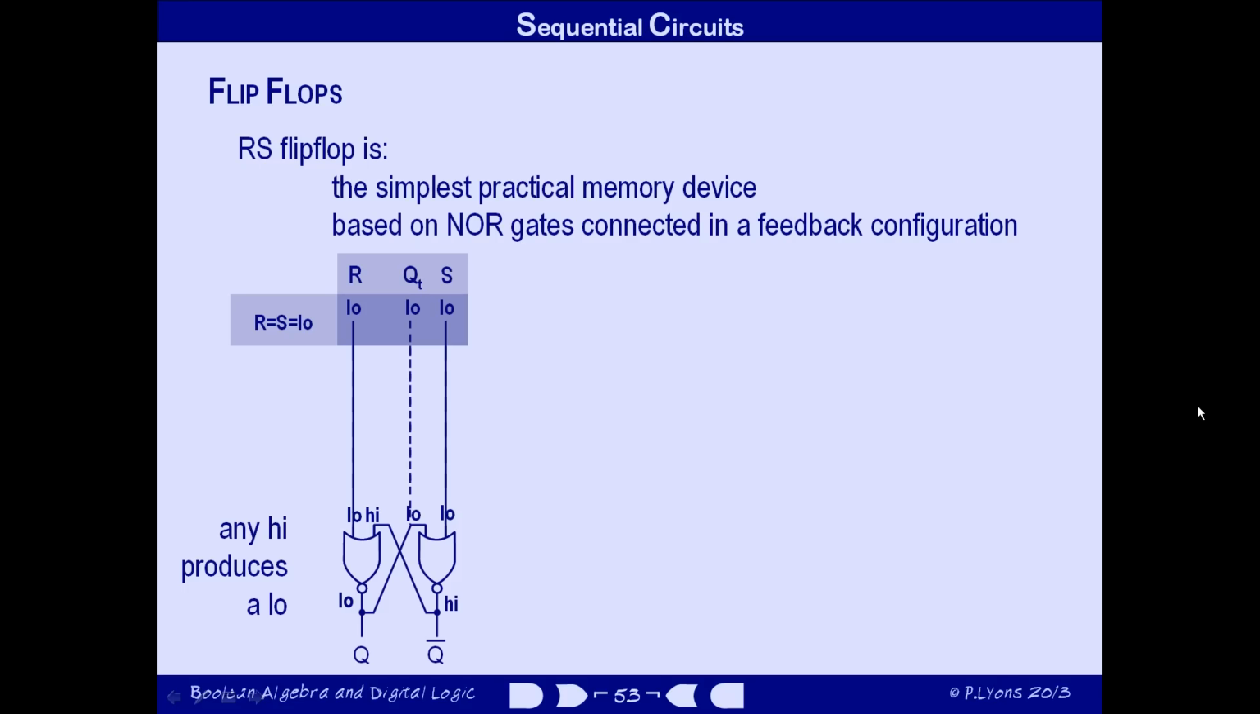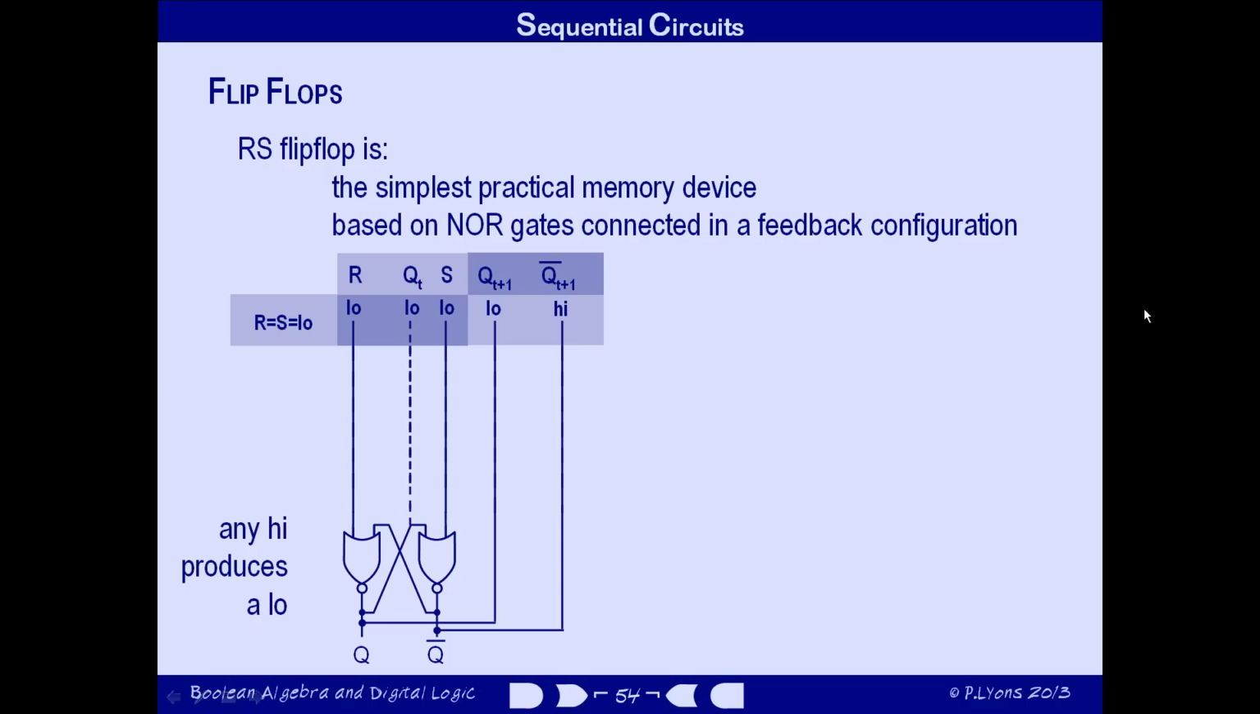So what we have here is a stable situation. If Q is low, as we assumed, and we set R and S to be low, then the output of Q remains unchanged. In other words, Q at time t plus 1 is a low voltage, and not Q is a high voltage, the opposite of Q, which is as it should be. Now we can move on to deal with the second case.